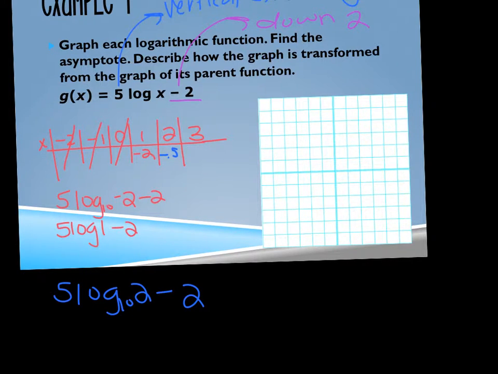And then 5 log base 10 of 3 minus 2. And I get 0.38 or 0.4. So if I were to just plot those points, (1, negative 2), (2, negative 0.5), and (3, 0.4), they would be fractions, right? Because if your base is bigger than the number, you're going to have to be putting it in fraction form.